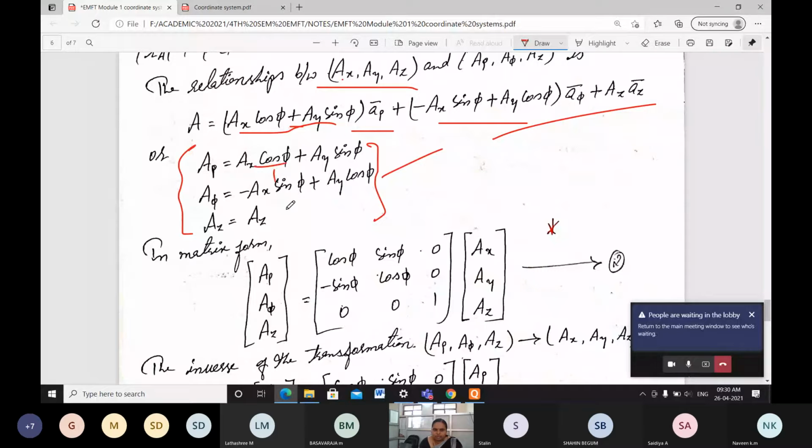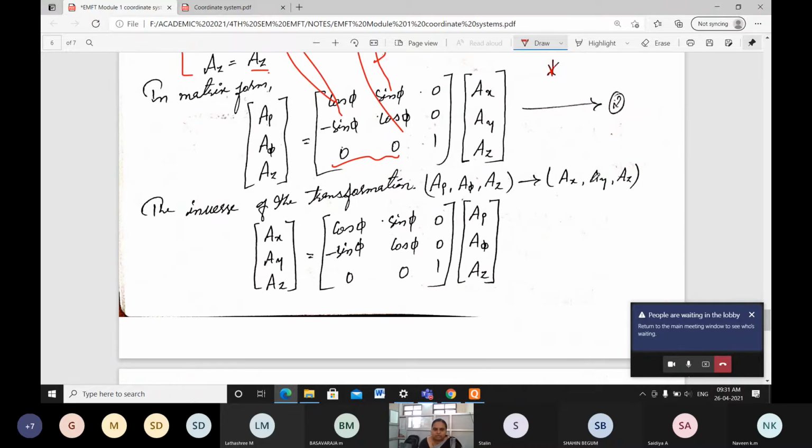Cos phi here, then sin phi here. The Z term is 0 here, for that reason 0. Here minus sin phi, cos phi, Z term is 0. Here the sin and cos, the AX and AY components are not there, for that reason AZ is going to be equal to 1 here. The remaining parts are 0. Then AX, AY, AZ. Take this as equation 2.